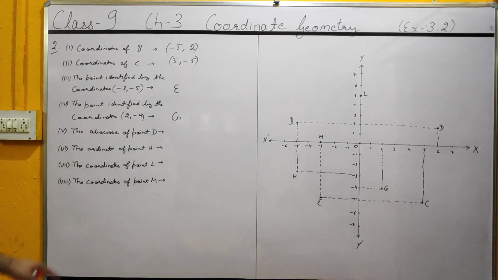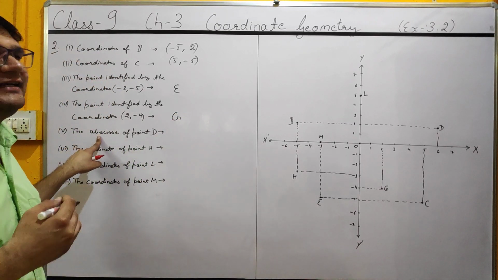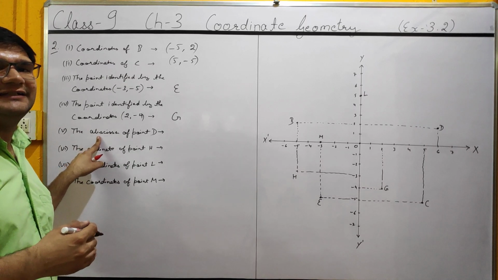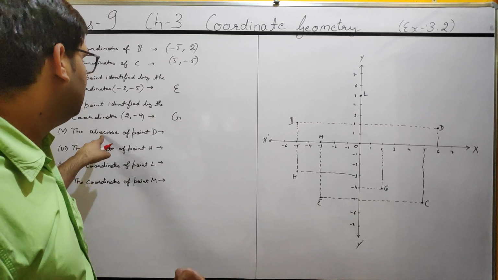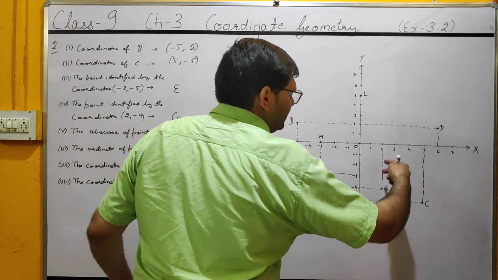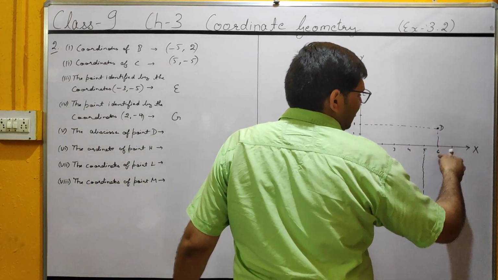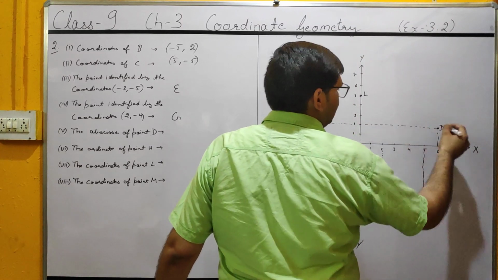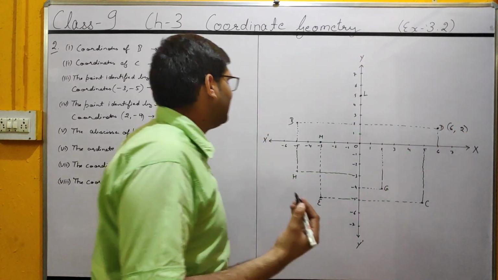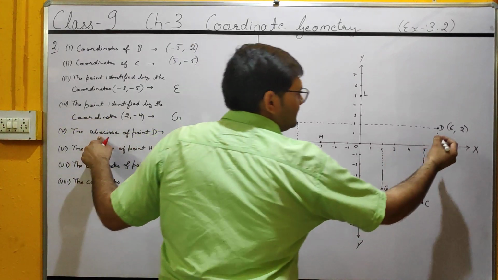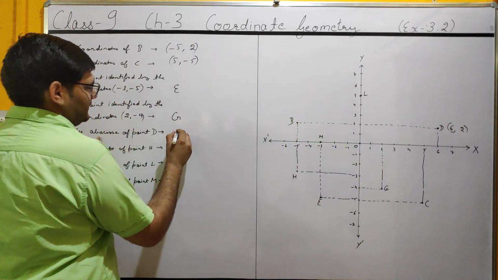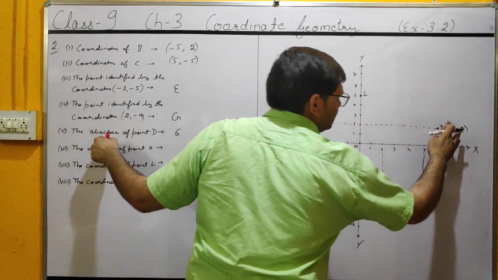Alright. Next, the abscissa of point D. What is abscissa? The coordinate of x-axis. Abscissa is for x-axis. So where is D point? This is D point. And for x it is 6 and for y it is 2. Now what he is asking us is the abscissa, only the abscissa, means the x, that is 6. So 6 is the answer.